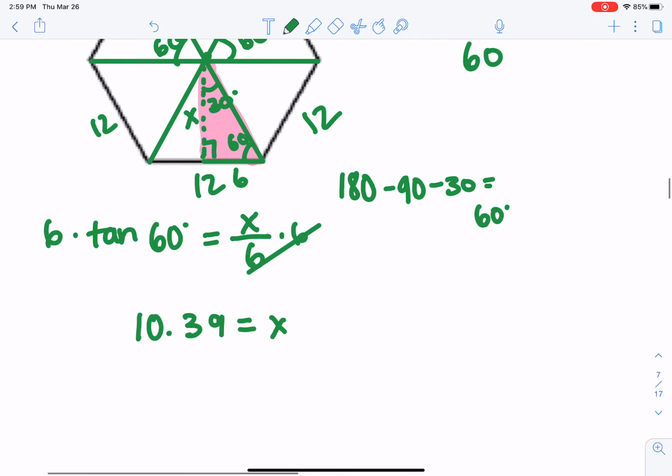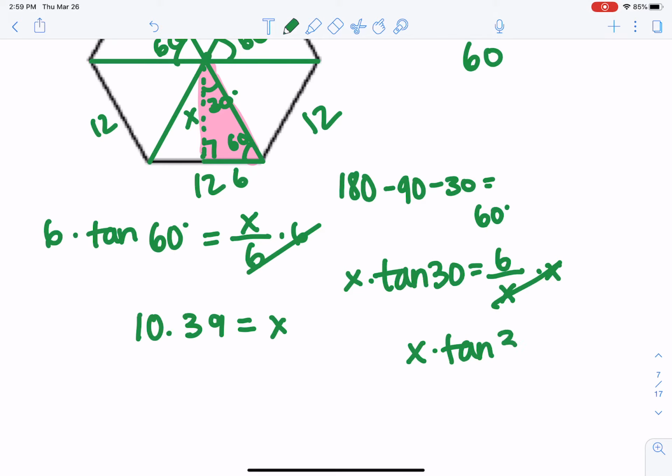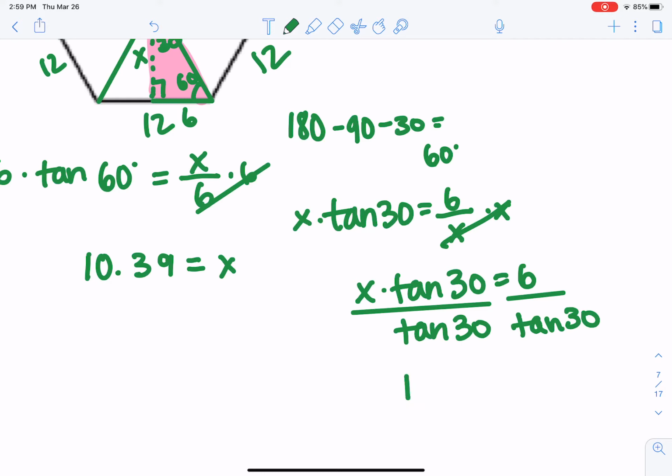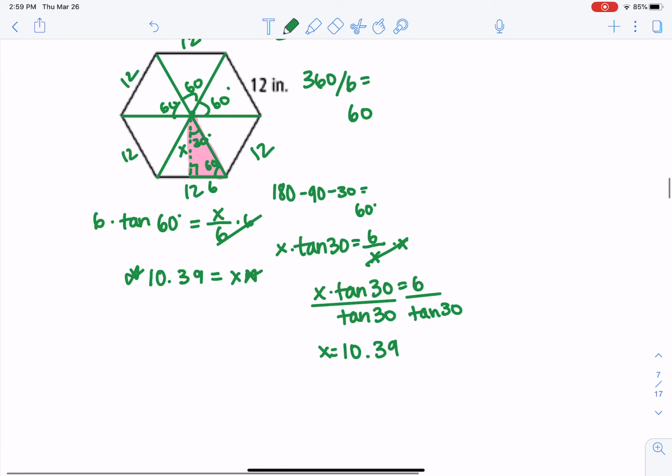Side note, if you wanted to use 30 instead, you could say tangent of 30 equals, this time the opposite is 6 and the adjacent is X. You would multiply both sides by X. X times tan 30 equals 6. You would divide both sides by whatever number you get for tangent 30 in your calculator. And you still get that 10.39 equals X. So either way you want to do it is fine. But we know that this is our apothem, or the height of that triangle.